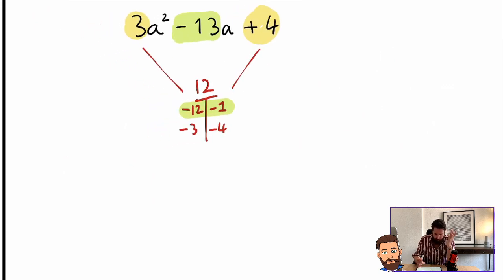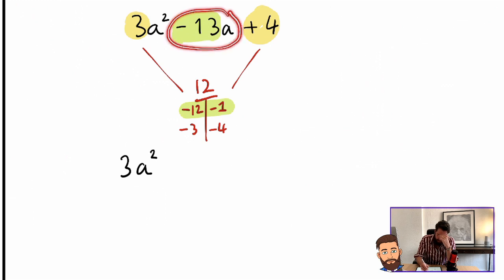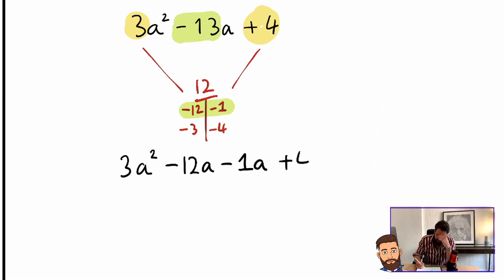Where do we go from there? We rewrite out the quadratic, 3a squared. Now I'm going to replace this minus 13 with minus 12 and minus 1. Okay, minus 12a, minus 1a, and then the plus 4 on the end. So remember, a and c haven't changed. They've stayed the same. The only thing that I've done is rewritten minus 13 as those 2 factors that, when you simplify them, do make minus 13.